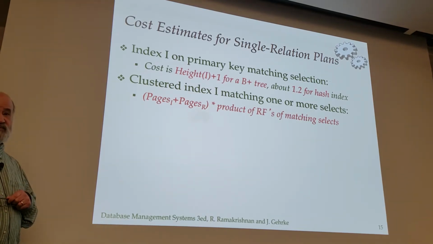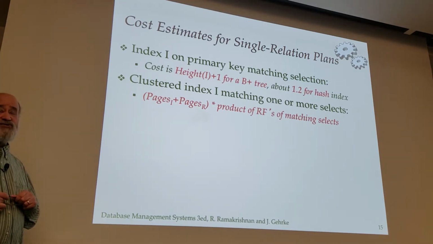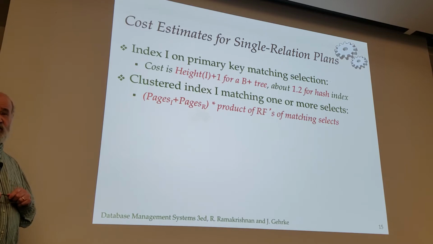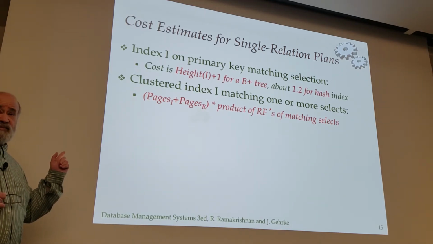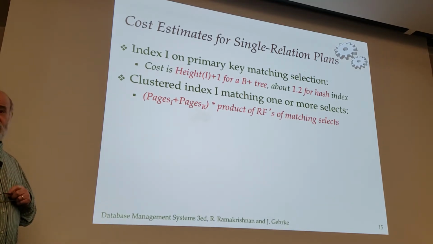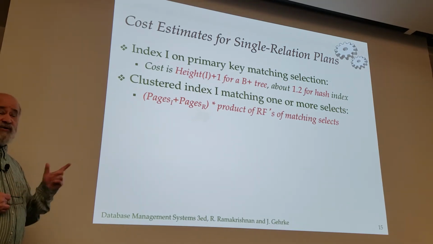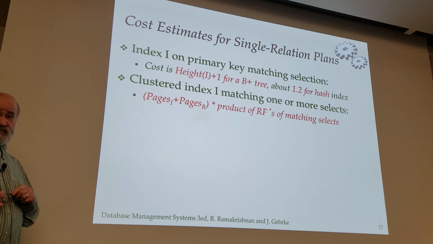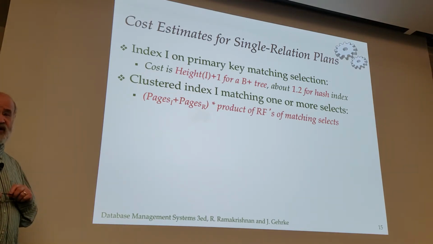And let's suppose again, we'll go back to age greater than 21 and salary greater than 100K. If I have an index on both age and salary, a clustered index on age and salary, then I only have to touch the things that have the right value for the select. It's a little bit tricky. If I have age equal 21 and salary greater than 100K, then I can take advantage of both predicates.